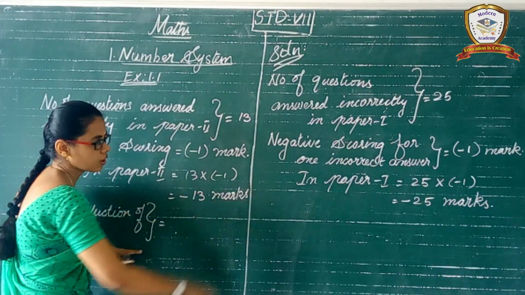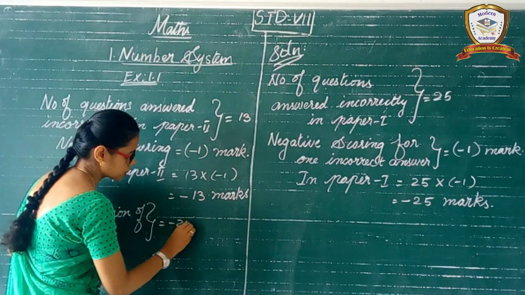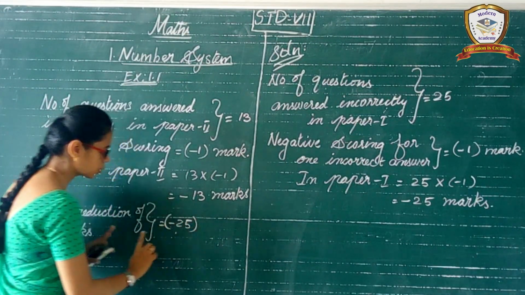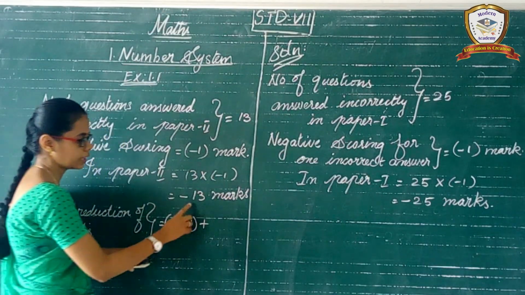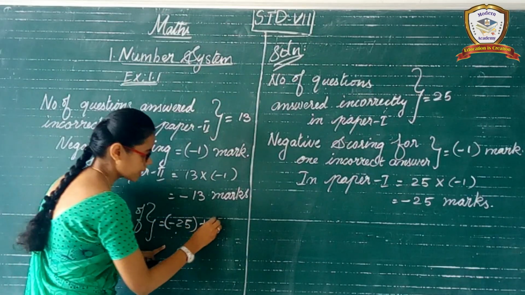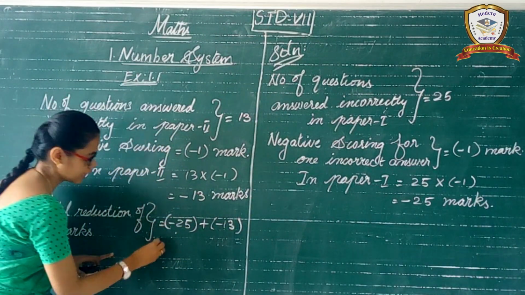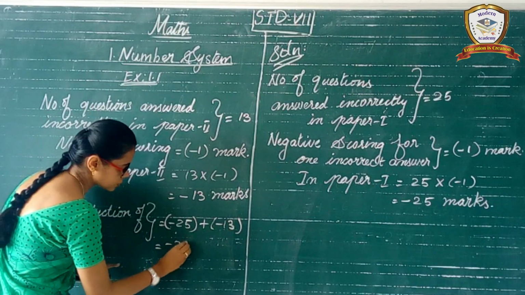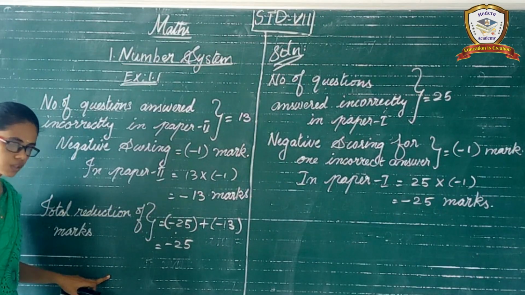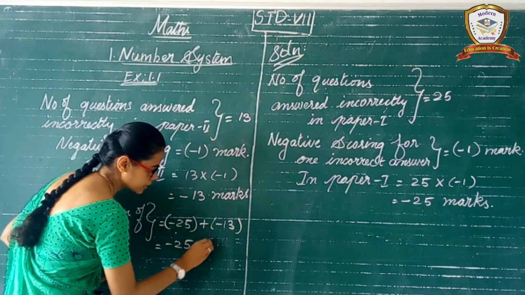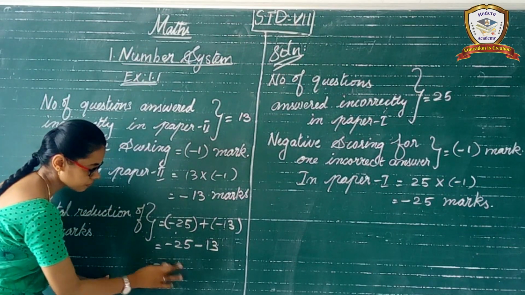See, in paper 1 how many marks will she reduce? 25. So minus 25. Total means add. And in paper 2, minus 30. Clear? Okay. Next, see, minus 25, we remove the bracket. So plus into minus, already you know. So minus 30. Clear?